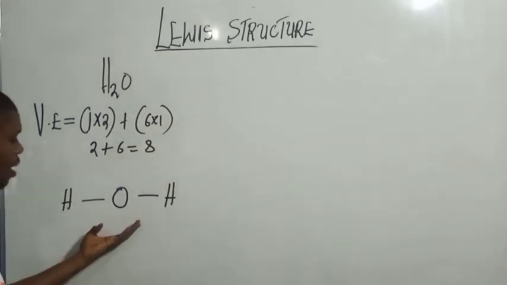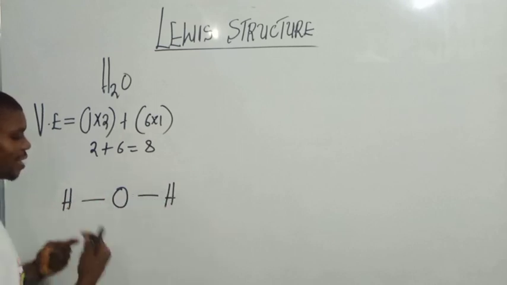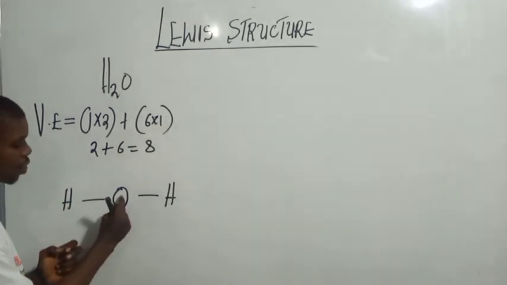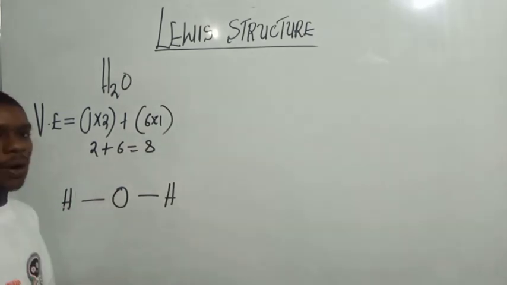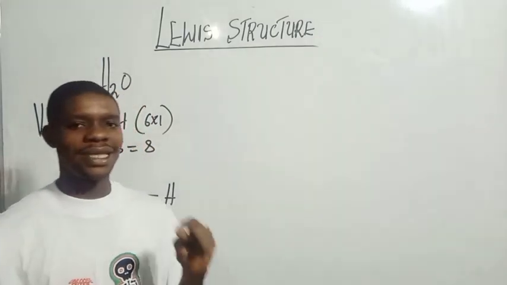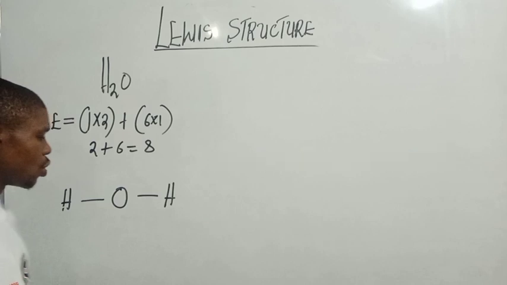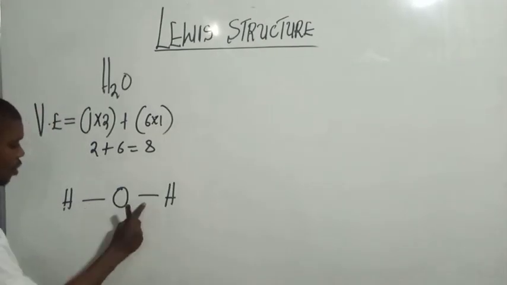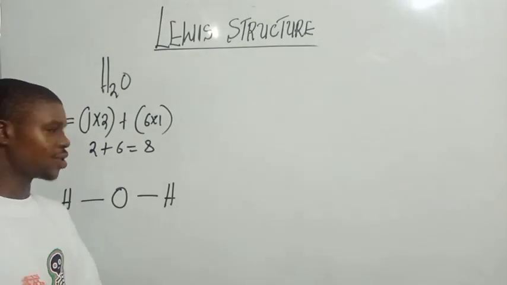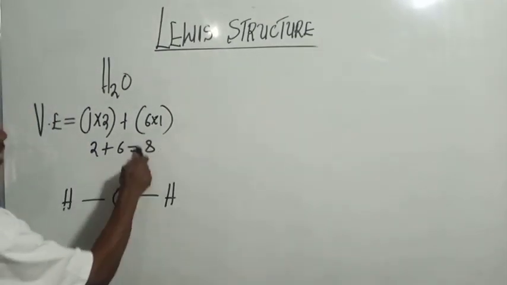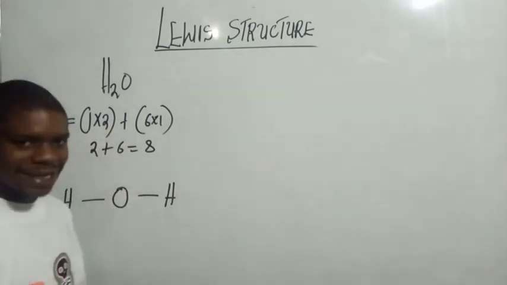When you do it like this, the 2 hydrogens connect to oxygen with single bonds. This hydrogen is connected to this oxygen with a single bond, and this hydrogen is connected to this oxygen with a single bond. What I want you to understand is that 1 bond equals 2 electrons. So here we have 2 bonds, and 2 bonds equal 4 electrons. It means that out of the 8 total valence electrons I have for the molecule, I've used 4 electrons.